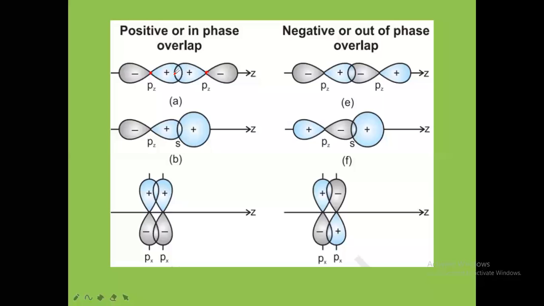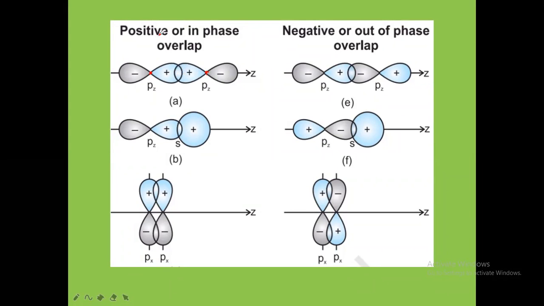Now what happens between these two? Axial overlap takes place because both p orbitals are on the same axis. This type of overlap between two p orbitals is called axial overlapping, otherwise linear overlapping. Because of axial or linear overlapping, which bond is formed between these two? Sigma bond is formed. Axial overlap will lead to the formation of a sigma bond.